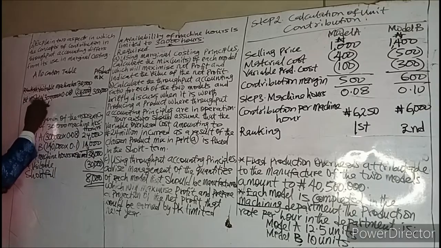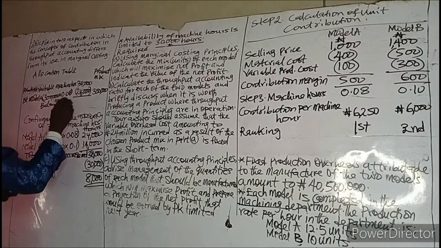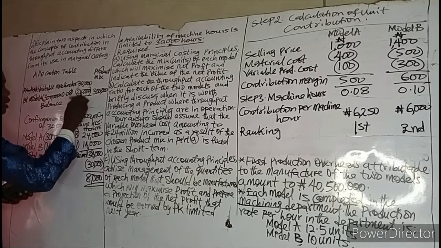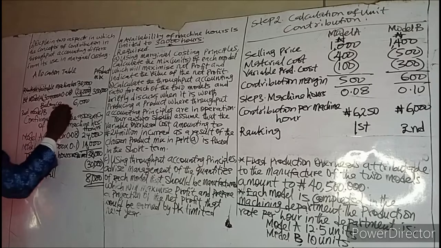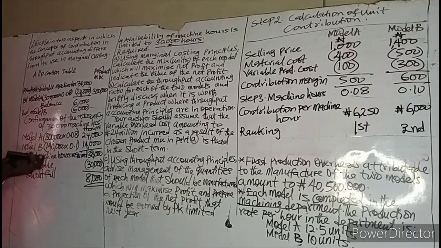Then the balance. How many machine hours are you left with? 30,000 minus 24,000, you'll be left with 6,000. You are left with 6,000 machine hours. That 6,000 machine hours will be given to model B. So you give 6,000 hours to model B.